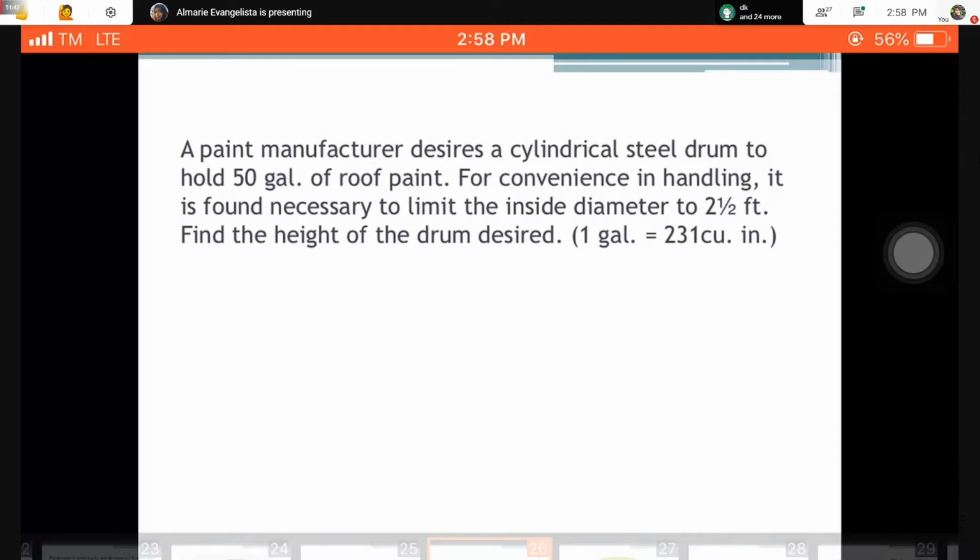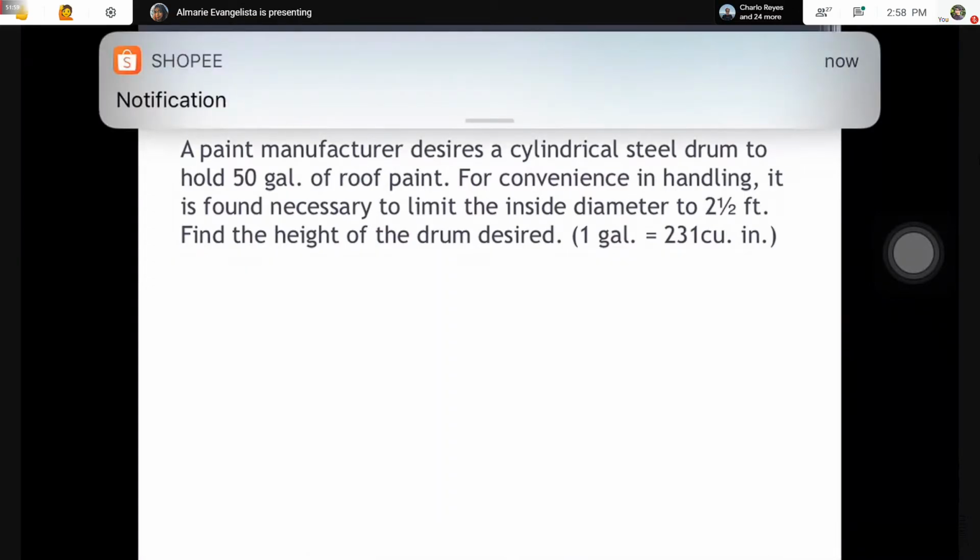So, next problem, basahin ko lang. A paint manufacturer desires a cylindrical steel drum to hold 50 gallons of roof paint. For convenience in handling, it is found necessary to limit the inside diameter to 2 1/2 feet. Find the height of the drum desired.